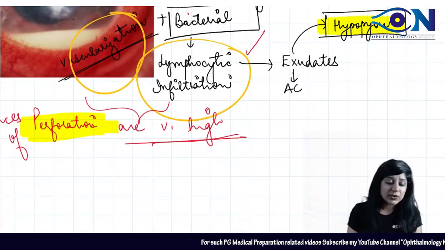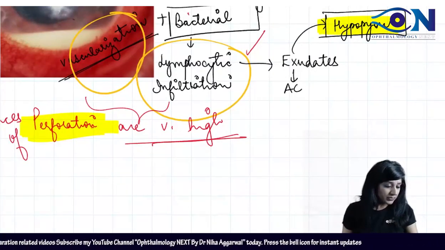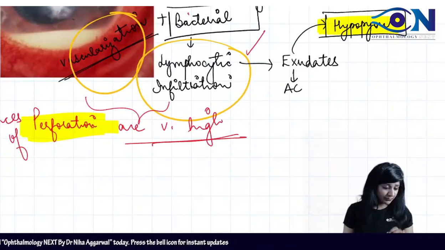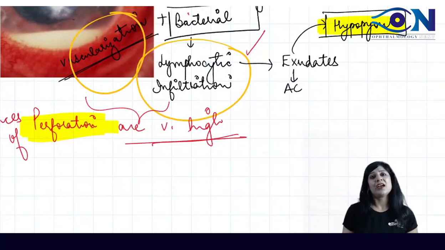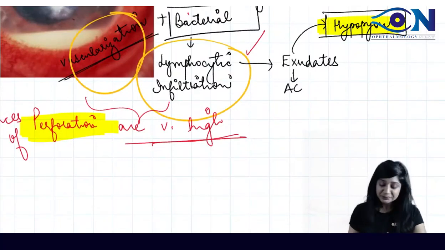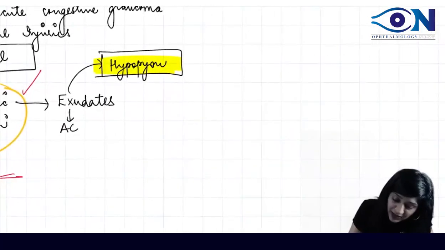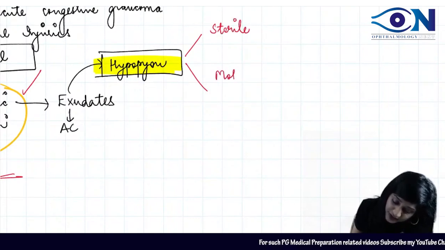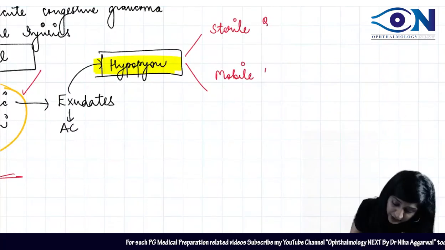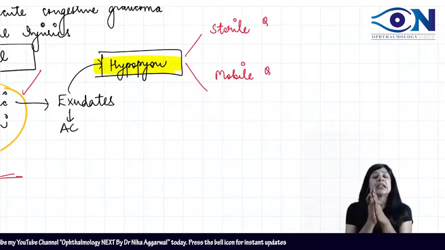Now who will tell me the two characteristic features of bacterial corneal ulcer? Very good, amazing guys. Mobile hypopyon, sterile hypopyon. Very good. So there are two characteristic features of the hypopyon whenever we have bacterial ulcer. Exactly correct. It is always sterile and always mobile. Very, very important.